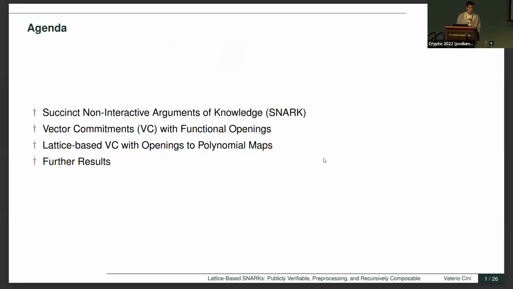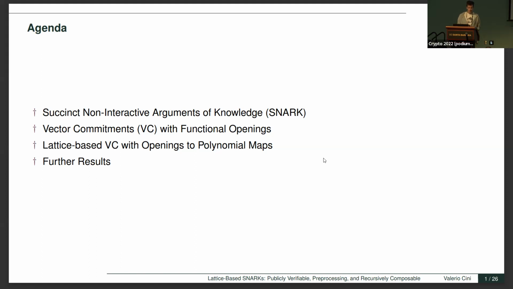So the structure of the talk is the following. I will first recall the definitions of succinct non-interactive argument of knowledge and vector commitments, what we know about them in the literature, and how these two primitives relate to each other. In particular, I will show how we can compile a vector commitment with enough properties into a SNARK.